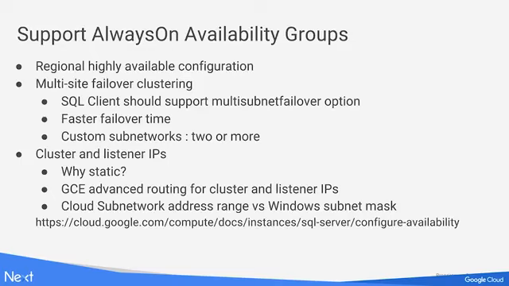This configuration offers regional high availability. While you could create two subnetworks in the same zone, this won't handle zone-level failure. We need two or more custom networks because the system is built on multi-site failover clustering. It also means that SQL clients need to support multi-subnet failover for the optimal failure time. When Google tested this, it can usually complete failover within 15 seconds.